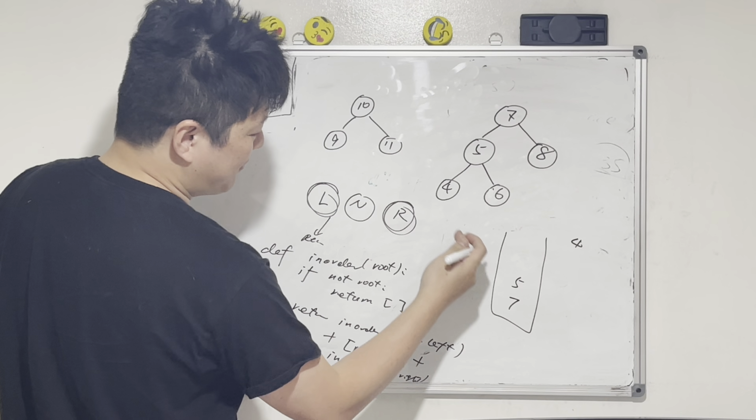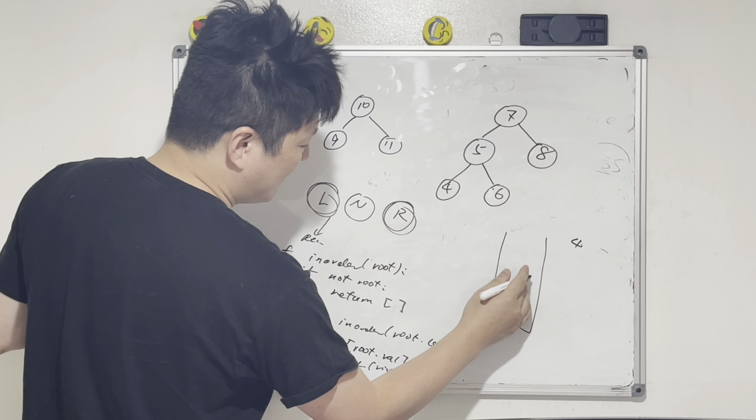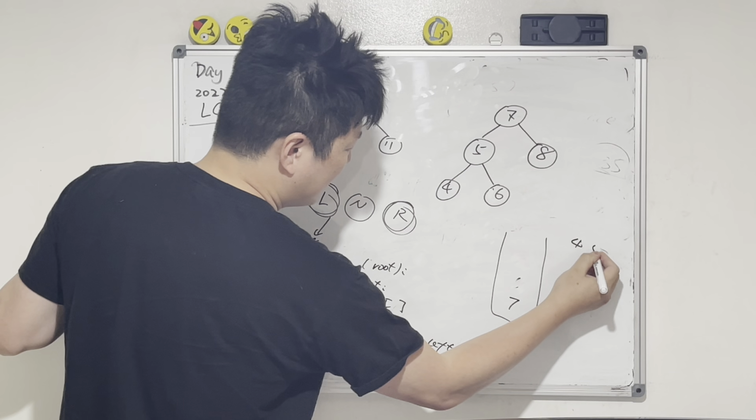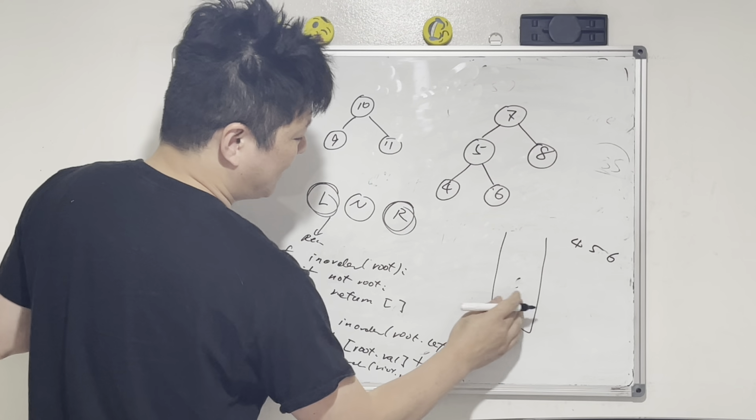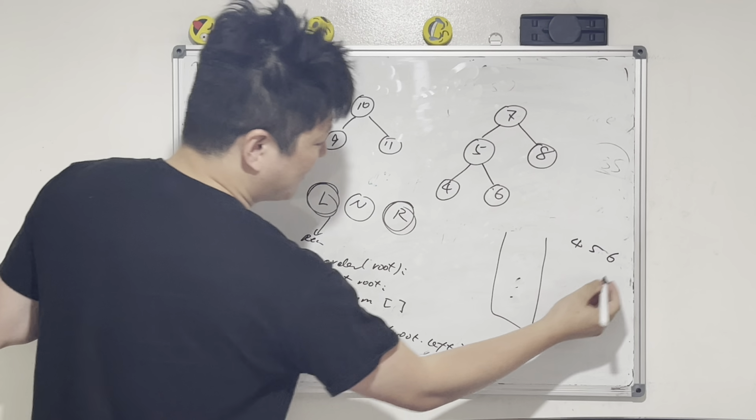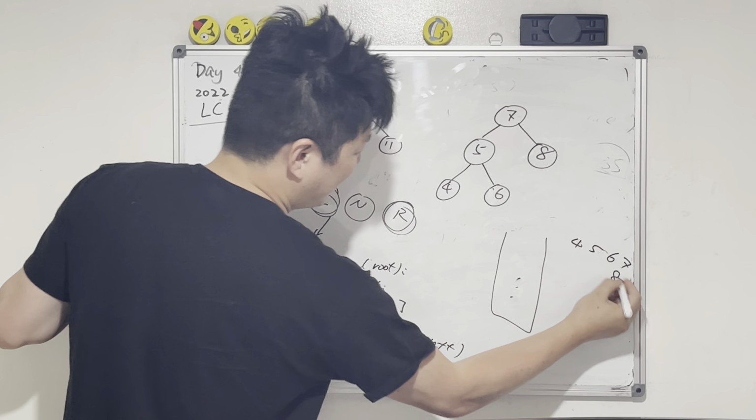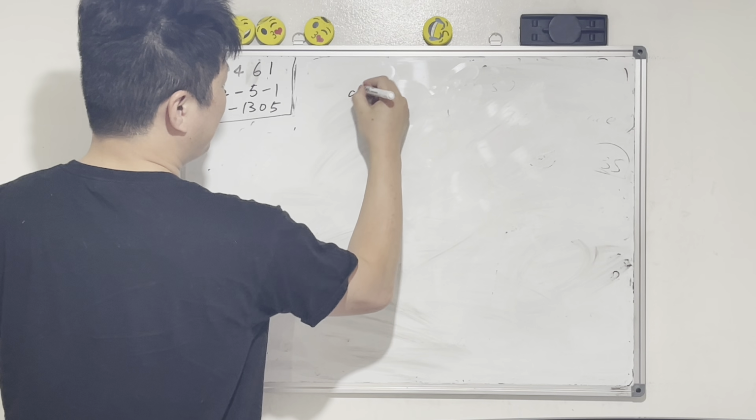And then it doesn't have the right. Okay, then we take the 5 out. Yeah? And then we go to the right. 6. Right? And then we take the 7 out. And we go to the right, which is 8. Right? Yeah? Define in order.